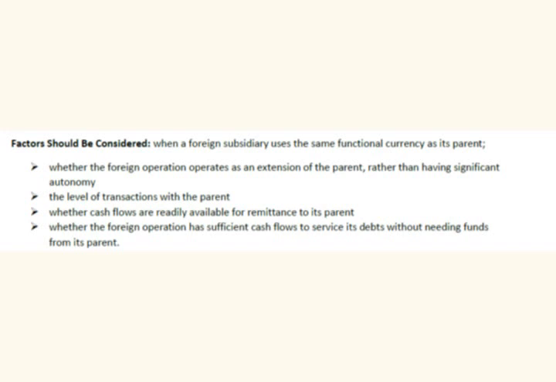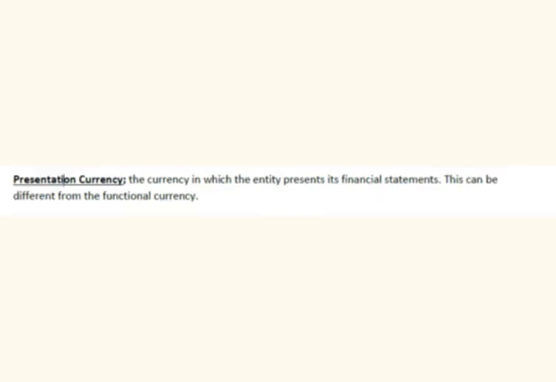Factors to be considered when a foreign subsidiary uses the same functional currency as its parent: whether the foreign operation operates as an extension of the parent, rather than having significant autonomy; the level of transactions with the parent; whether cash flows are readily available for remittance to its parent; and whether the foreign operation has sufficient cash flows to service its debts without needing funds from its parent.